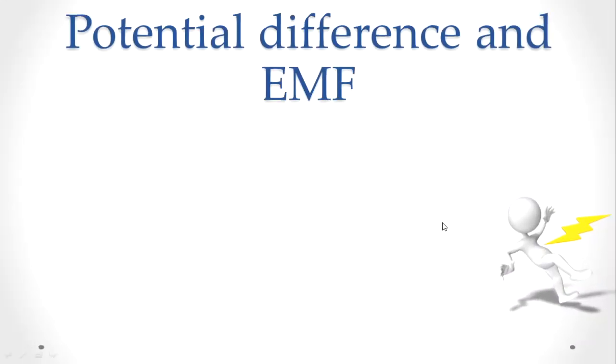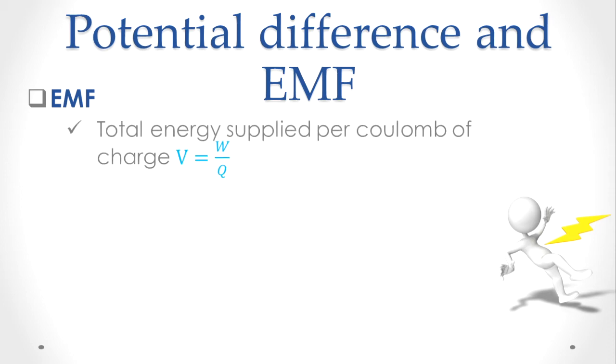Let's have a look at potential difference and EMF. Very similar concepts, but there are still differences. So EMF actually stands for electromotive force, and it's explaining the energy supplied by the electrons and how they deliver this energy to the rest of the circuit. So like I said, the total energy supplied per coulomb of charge.